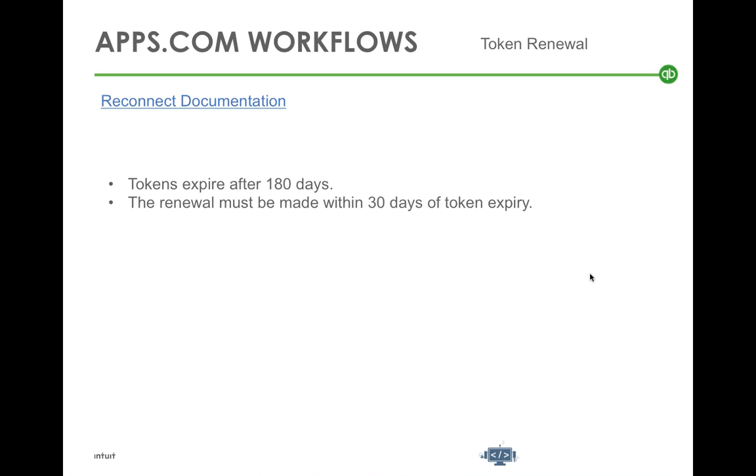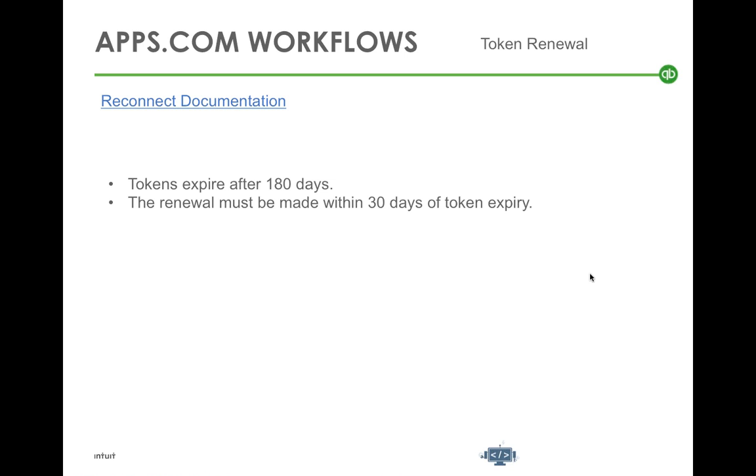Essentially, the OAuth tokens, the authorization that allows you to get access to a user's data, expire every 180 days after they were renewed. So you must renew it within the last 30 days before the token is going to expire. Again, I've linked to the documentation here like I've done in previous slides that you can refer to later when I post these up on the blog.